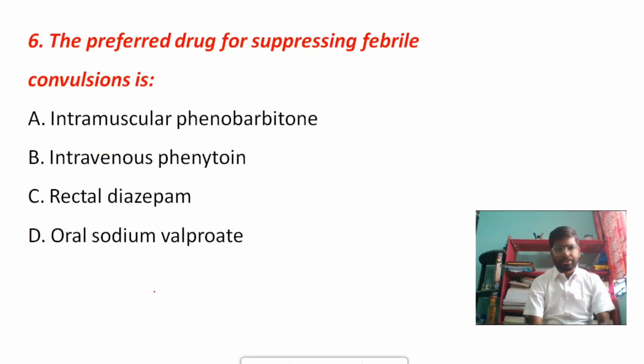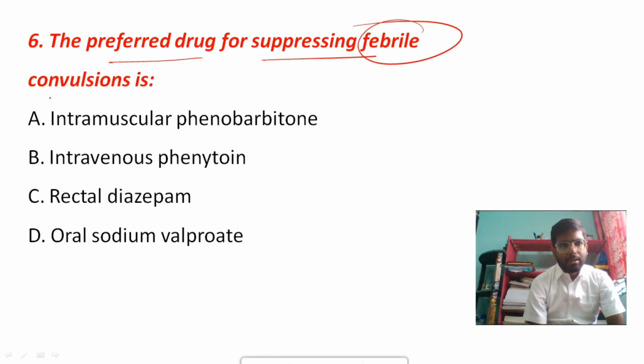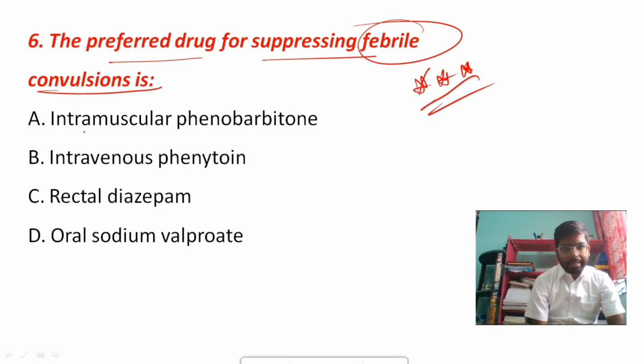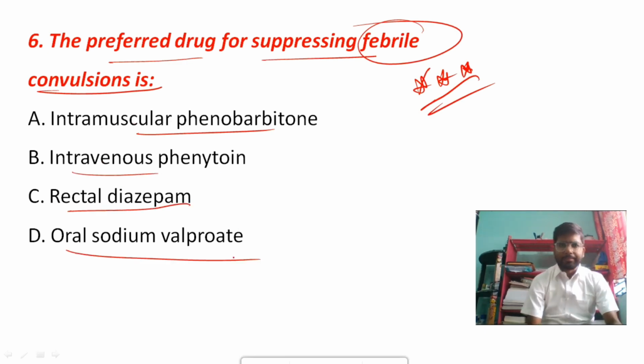Coming to the next question. The preferred drug for suppressing febrile convulsion is, this is a very important question. Okay, intramuscular phenobarbital, intravenous phenytoin, rectal diazepam and oral sodium valproate. See, your answer will be rectal diazepam.